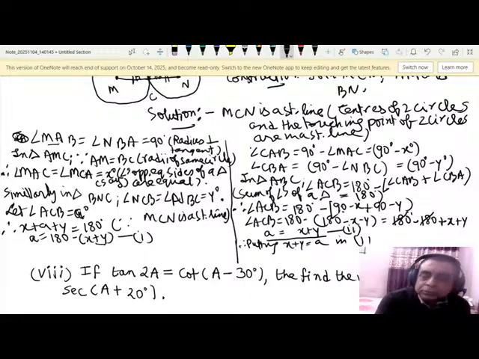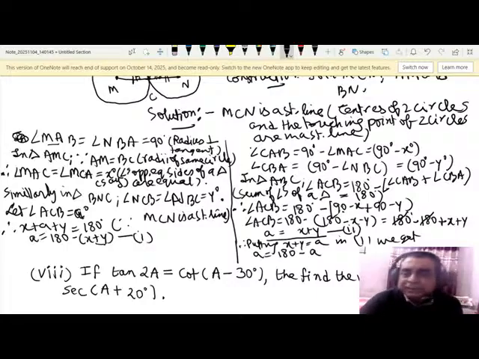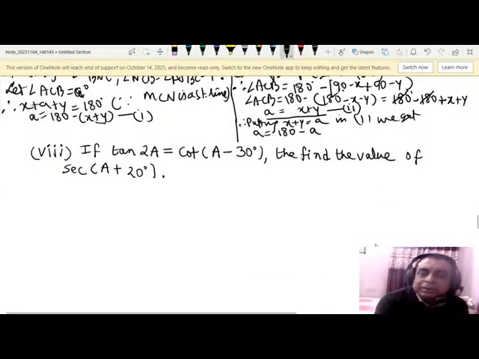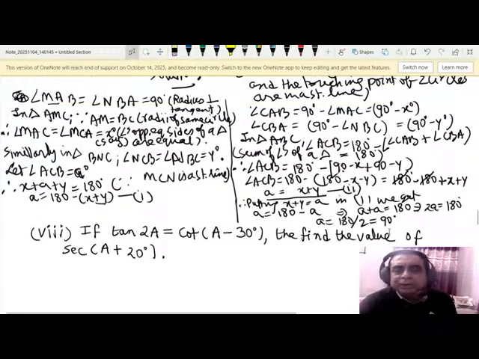So what we get here is A value is 180 minus (x plus y). X plus y value is A. Okay, so here now minus A I am moving to the left side. So it is A plus A value is 180. So from here we get 2A value is 180 degree. So what is the value of A? It is 180 divided by 2, whose value is 90 degree. So A value is 90 degree.